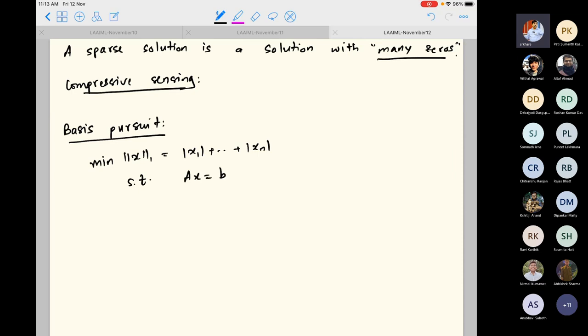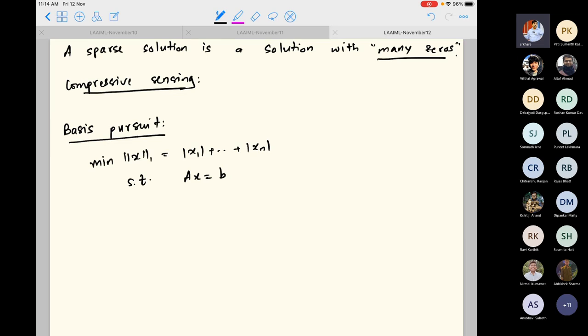That means, what is the feasible space? The feasible space is all possible solutions x such that Ax is equal to b. And what you're trying to find out is that particular x which will have the least one norm. Okay, so that is what you really are interested in solving.